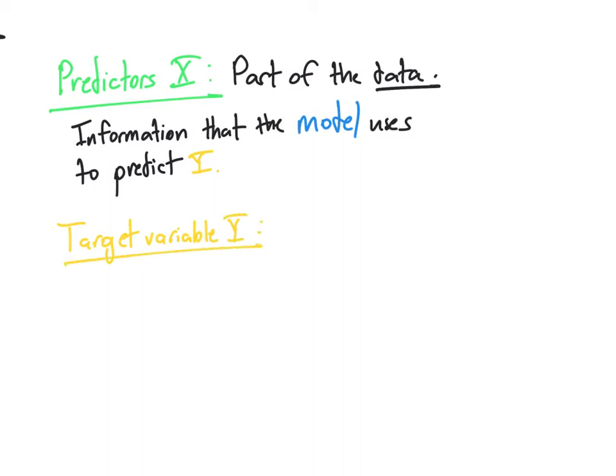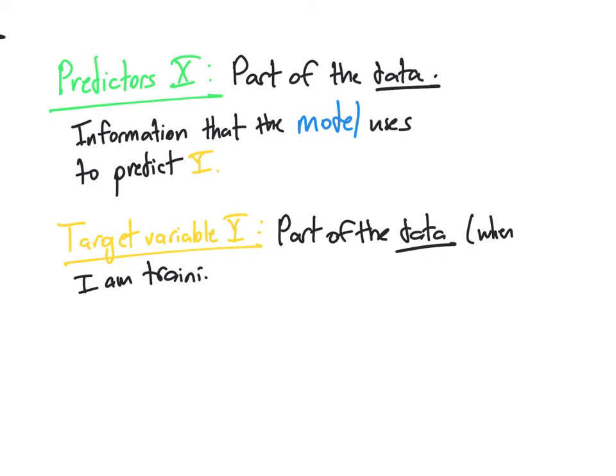Now, this is also part of the data when I am training the model. So later on, we are not going to let ourselves see the target variable y in the data. That's when we start testing the model. But when we're training the model, we have access to it.